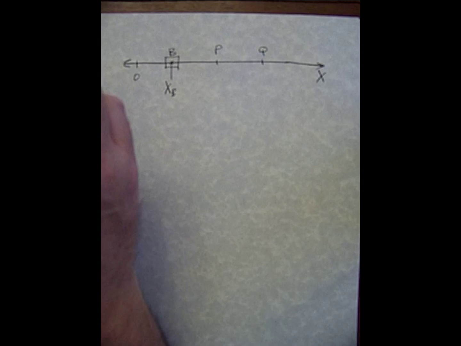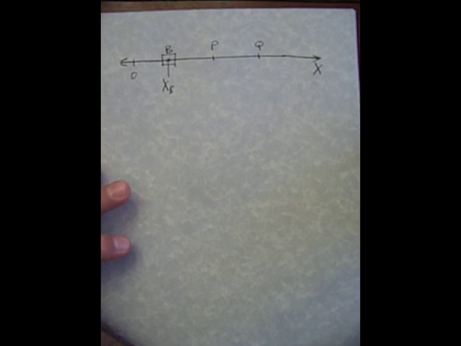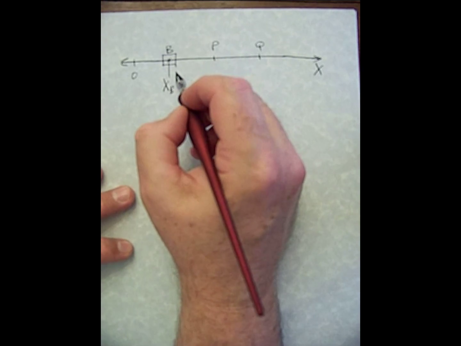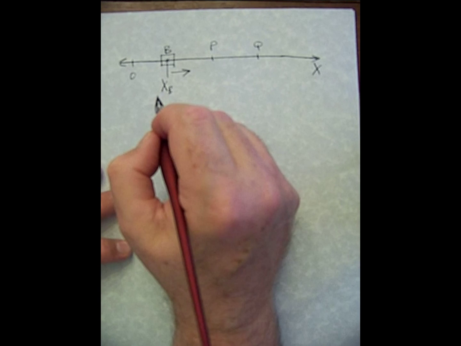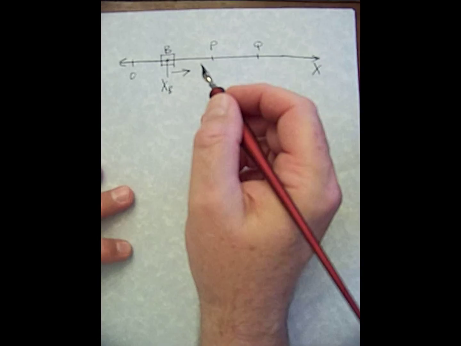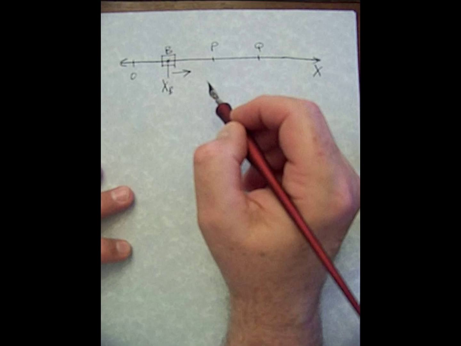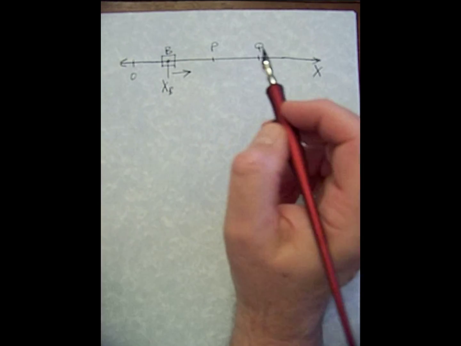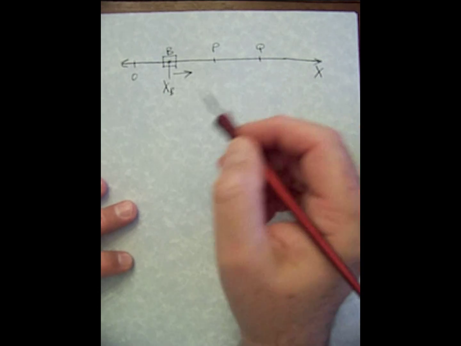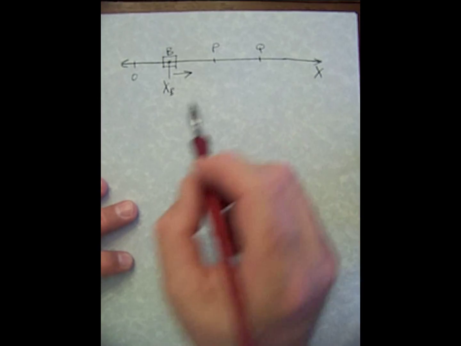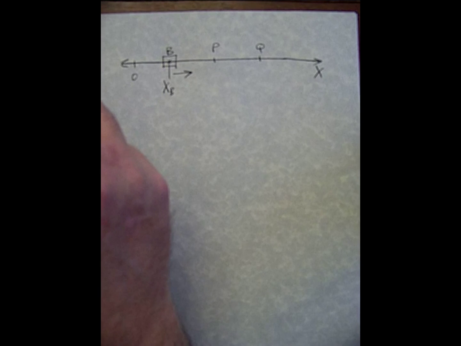But what if B doesn't sit there? What if B is moving? What if B is moving in this direction on the x-axis, moving at a uniform velocity? How can we figure out what that velocity is? How can we label that velocity and quantize that velocity so that we can make some sense out of it?